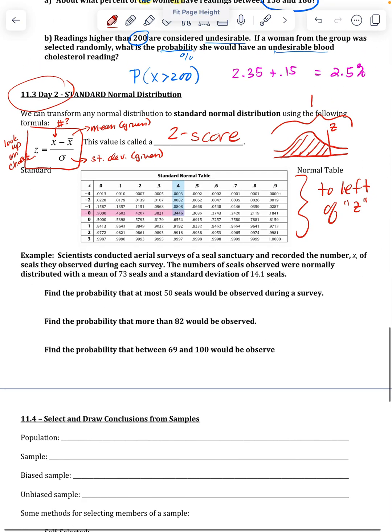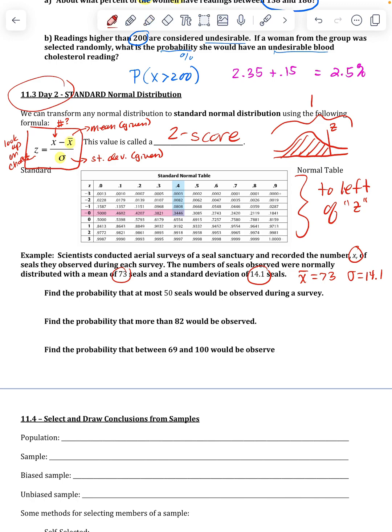Okay, so let's just try an example, and there's just one. We're just doing this one example, and then you'll know everything in the world. Scientists conducted aerial surveys of a seal sanctuary and recorded the number of seals. So X is the number of seals observed during each survey. The number of seals observed were normally distributed with a mean of 73. So that means X bar is 73 in our formula. Standard deviation of 14.1. So those are the two pieces that we're going to need up here in our Z-score.